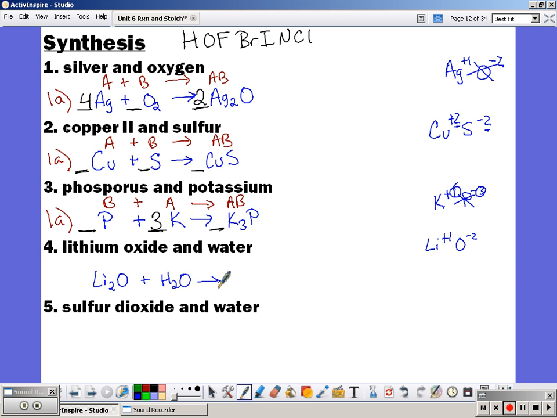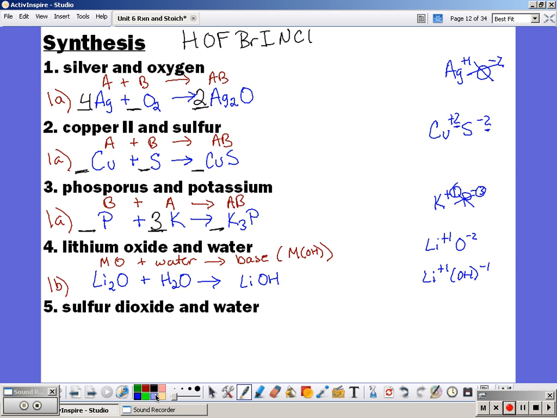So this is a metal oxide and water. So we're looking at 1B. And it says that your metal oxide plus water yields a base. Now a base is the metal with hydroxide. So the metal in this reaction is lithium, so that would be Li+1, and then hydroxide is OH -1. So when we cross our charges, this would be LiOH.